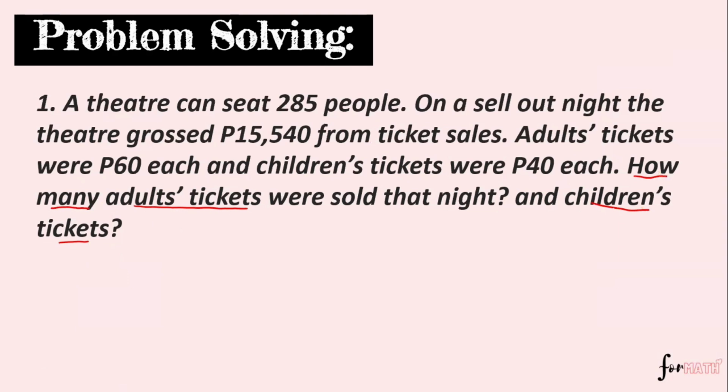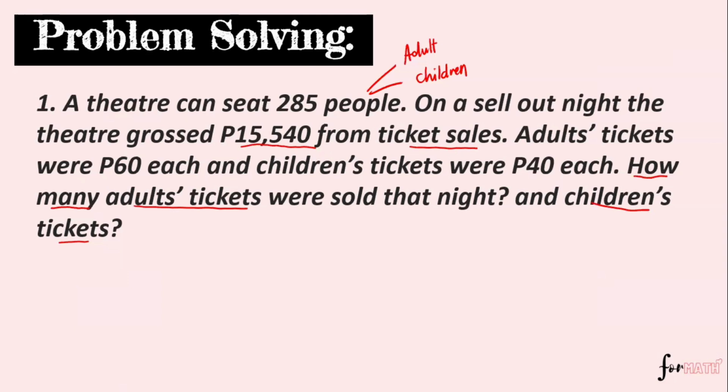So it says a theater can seat 285 people, meaning that's your total number of people. That total is composed of adults and children. And here it says we have a gross of 15,540 from the ticket sales. So that is your sales.